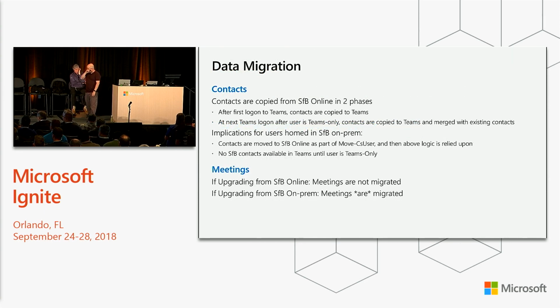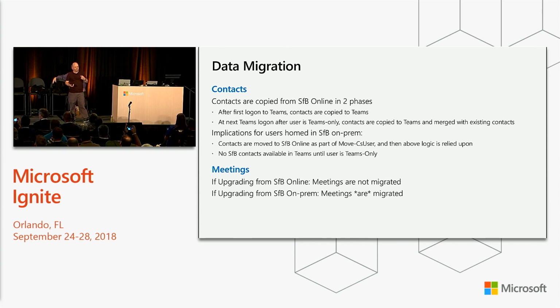So what's the data that we actually migrate? There's two sets. There's contacts and there's meetings. So contacts are copied from SFB online in two phases, and I will get to the on-prem case in a minute. Even if you're not Teams only, the very first time somebody logs in to Teams, Teams will basically say, hey, are there any SFB contacts available in SFB online? If there are, let me go grab them and dump them into Teams. And now you've got them. Now keep in mind, it's a separate store. So if you keep using Teams and you make some new contacts, those contacts aren't in Skype. And conversely, if you go back to Skype and you make some more contacts, those are not in Teams.